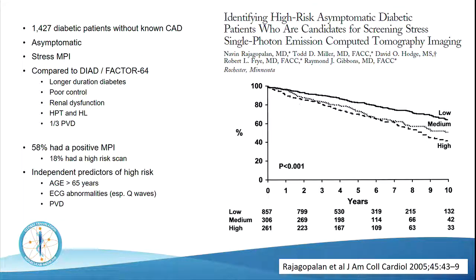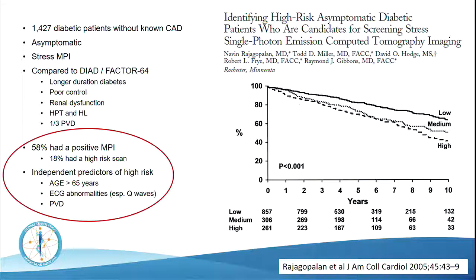And from other groups, this is the Mayo group, nearly 1,500 asymptomatic patients undergoing perfusion imaging. Compared to these 2 studies, these patients had a longer duration of diabetes, they had renal impairment, and 1/3 of them had peripheral vascular disease. 58% had a positive myocardial perfusion scan, and 18% had a high-risk scan based on their sum stress scores.